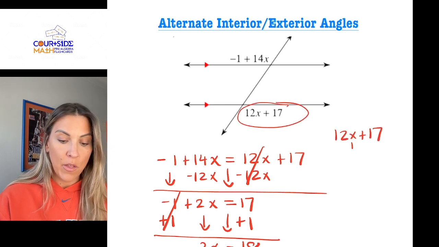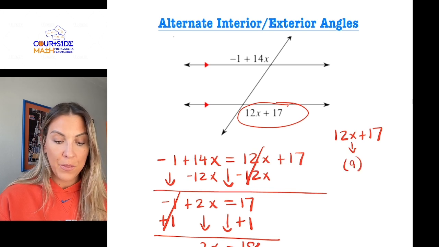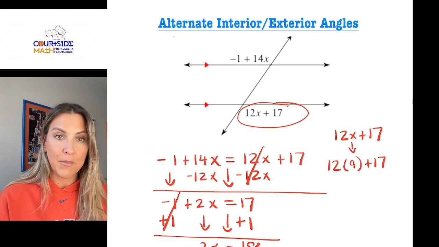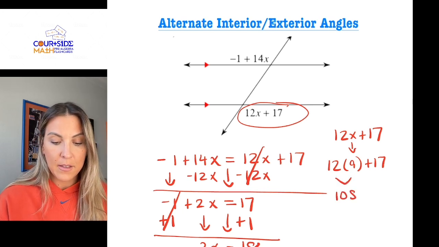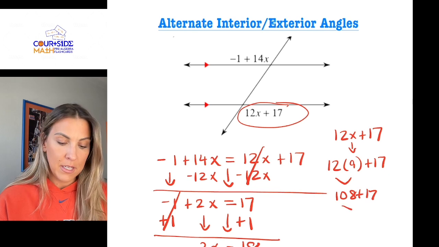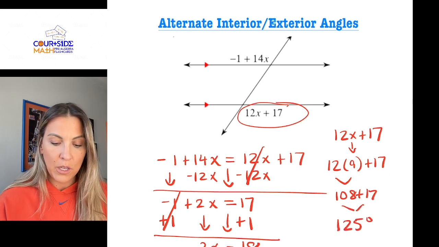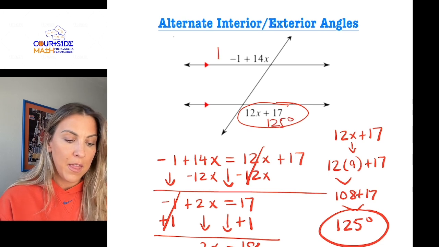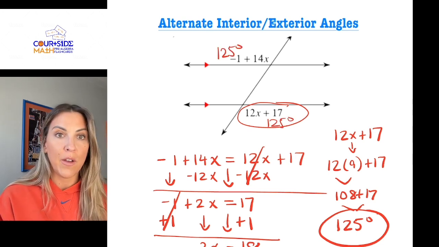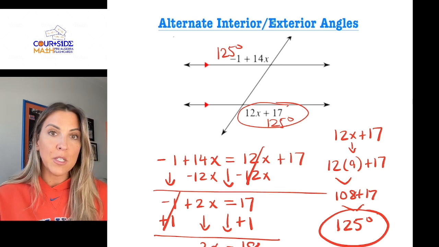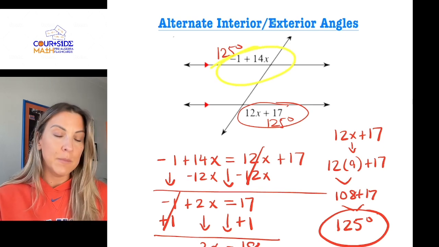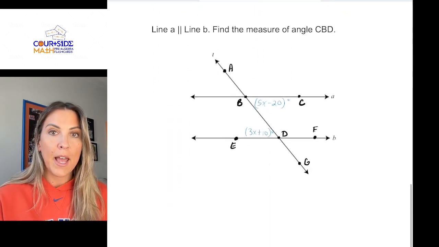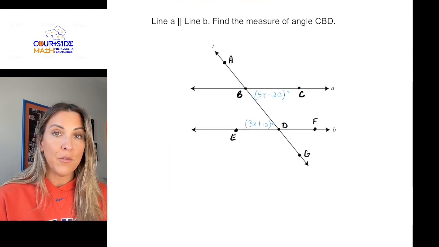So now the nice thing is all I have to do is substitute x with the number that I found it was. So I'm going to rewrite this as 12 times 9 plus 17. Multiply 12 times 9, that gives me 108, plus 17, that gives me 125 degrees. And if this angle is 125 degrees, then the angle up here is also 125 degrees. And of course, to check, you could substitute the 9 into this expression instead, just to make sure that it also gives you 125.